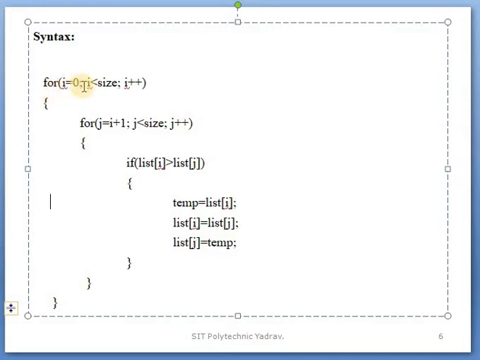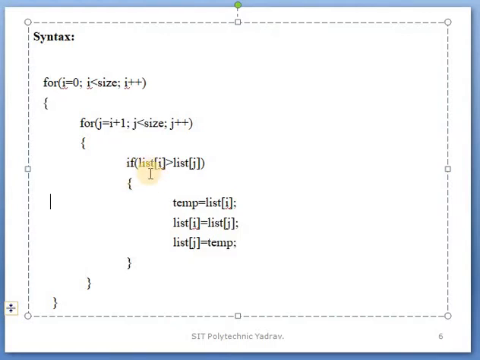What does that mean? For example, i is equal to 0 and your size is 5, which means the array elements are at positions 0 1 2 3 4. It checks that the condition is true, then goes into the inner for loop, where j is equal to i plus 1. Since i is 0, j is 1. 1 is less than 5, the size, so that condition is also true.